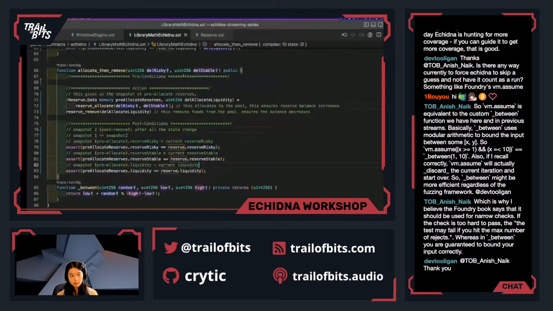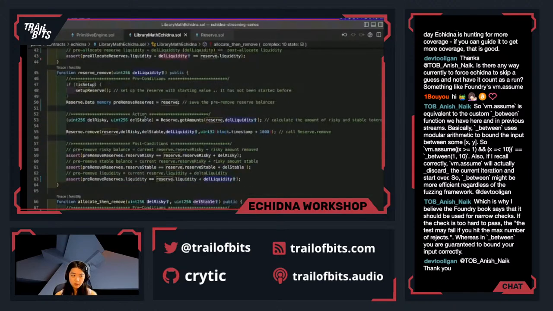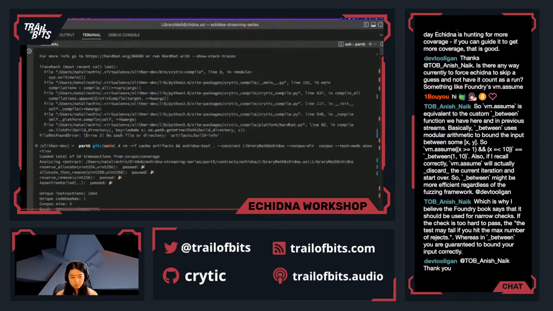So from a high level, just to recap, this function saves the state of what happens before we do anything. This is the pre-allocate reserves, so these are all the values before we actually execute anything. We're getting allocate to return that calculation of how much liquidity it has used in exchange for the two tokens. And then we're calling reserve.remove with the liquidity that was provided by the allocate. What the remove is going to do is another set of calculations to figure out how much risky and stable token it should get in exchange.